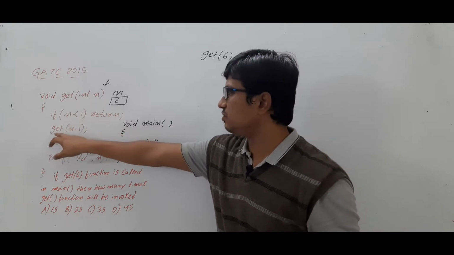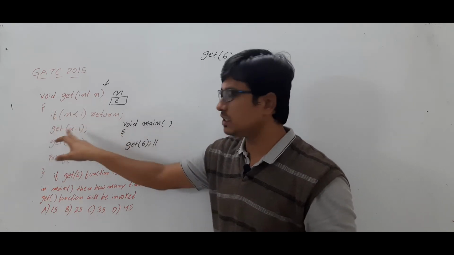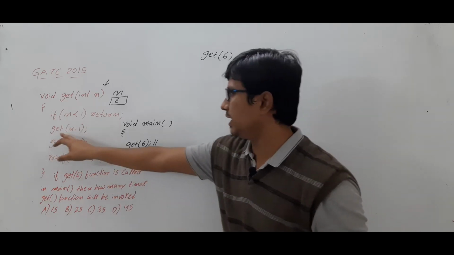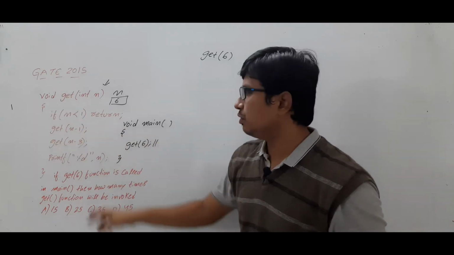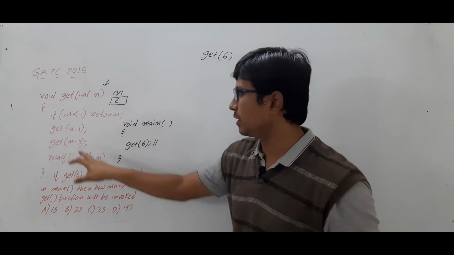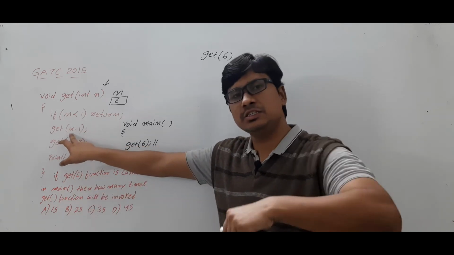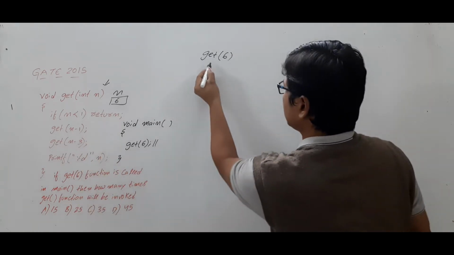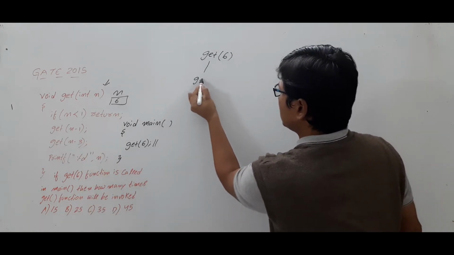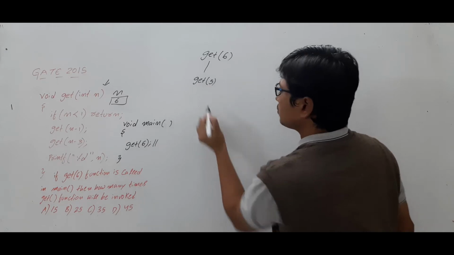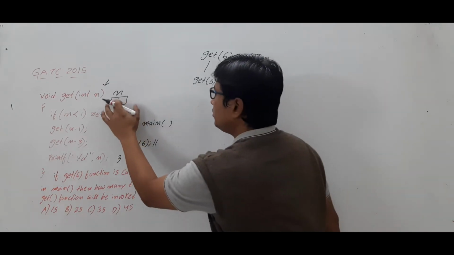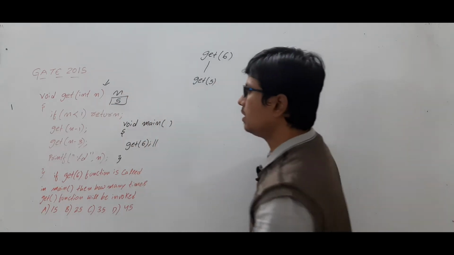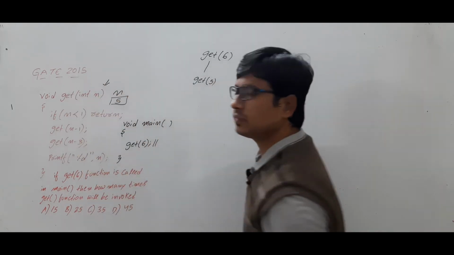If this condition fails, you do not need to execute that statement. You need to execute this one: get(n-1). So again you are calling that function with value n minus 1. What is the n value? 6. 6 minus 1 means you are calling get(5). So get is the function with input 5. Now the value 5 will be assigned to the variable n. Is it clear?